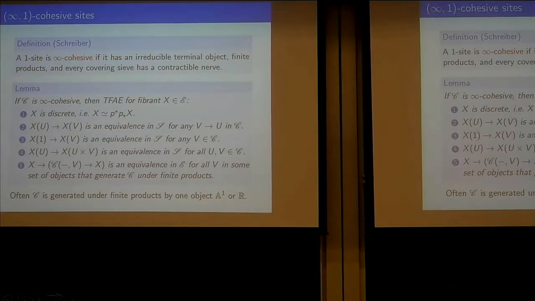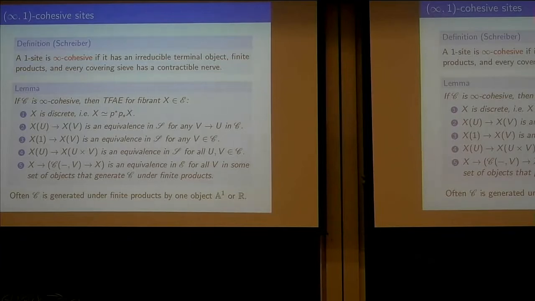Anyway, so we already talked about having an irreducible terminal object. So the terminal object has no non-trivial covers. That's what gives us the right adjoint that makes sense homotopically. For the left adjoint to make sense, we want the site to have finite products, or I guess more generally, be cosifted. We want the covering sieves to have retractable nodes.